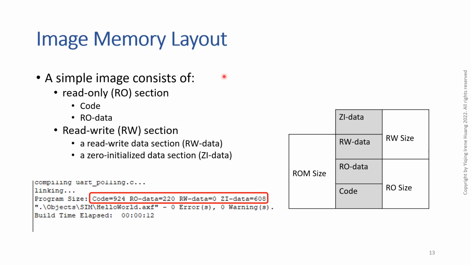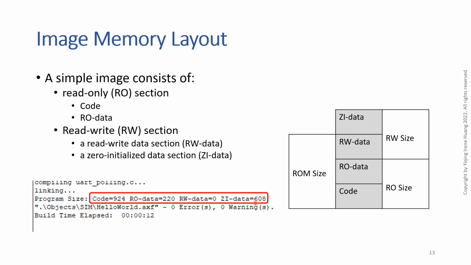So which part of the image goes to the RAM and which part doesn't? Well, this requires us to understand the layout of a simple image. A simple image contains a read-only section and a read-write section. The read-only section contains code, instructions, and RO data, basically constant global variables. The read-write section contains RW data, which are global variables initialized with non-zero values, and ZI data, which are global variables initialized with 0 values. You can see the size of each component by looking at the build output from the IDE.